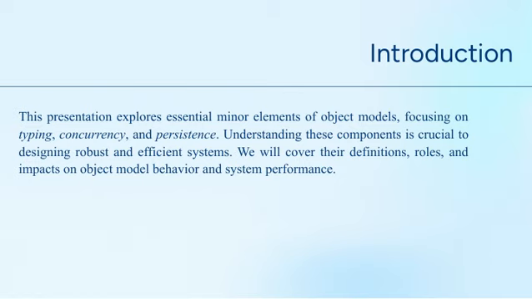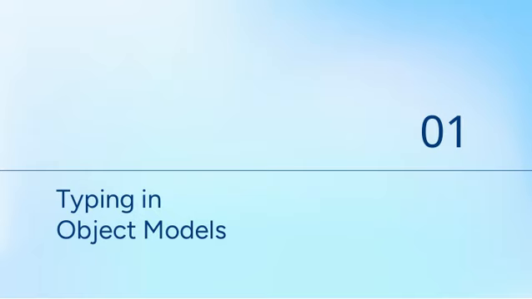We'll also look at how they influence system performance. By the end, you'll see how these elements, though minor on their own, are vital for building reliable and high-performing applications. So, let's dive into each of these aspects and see how they fit into the bigger picture of object-oriented design. All right, let's talk about typing in object models.